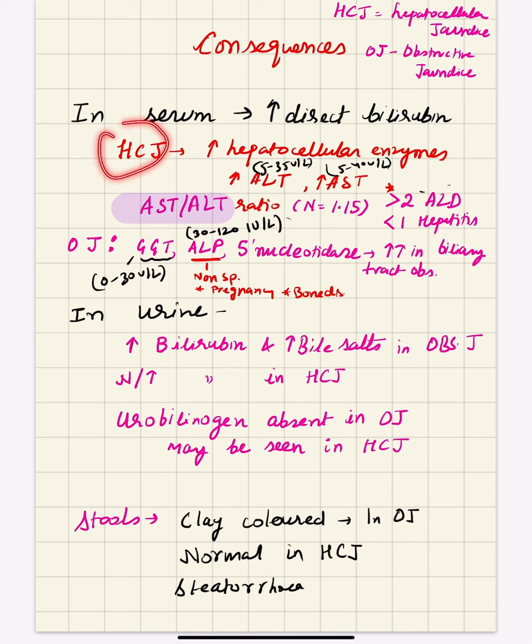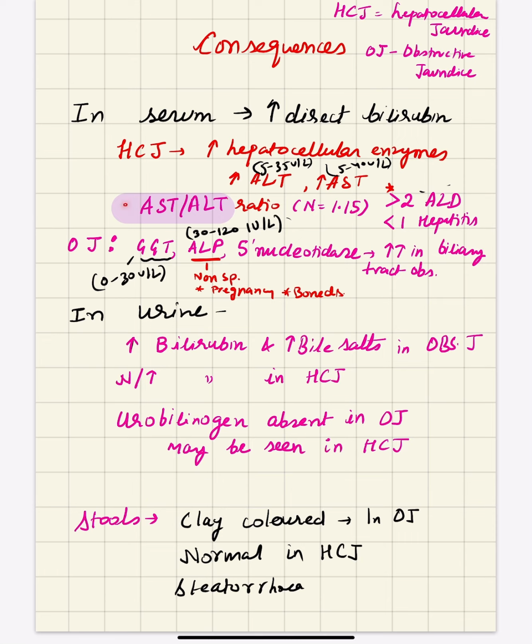When there is damage to the liver, there will be an increase in the hepatocellular enzymes, the enzymes present within the hepatocytes, like alanine transaminase and aspartate transaminase. These enzymes will be increased in hepatocellular jaundice. The normal range of ALT is 5 to 35 international units per liter, and AST is 5 to 40 international units per liter. These ranges are also important because you will get problem-based questions, so you need to know the normal ranges.